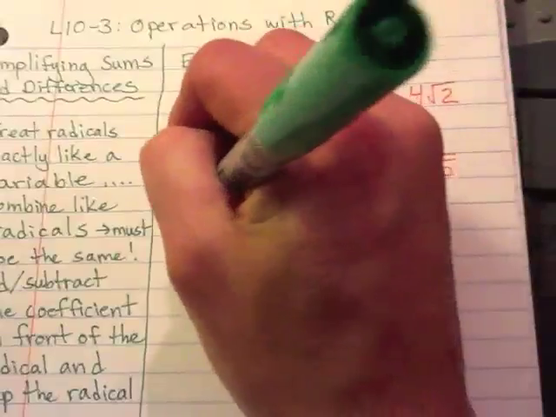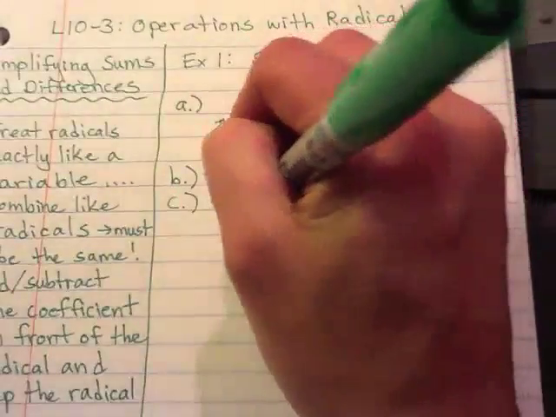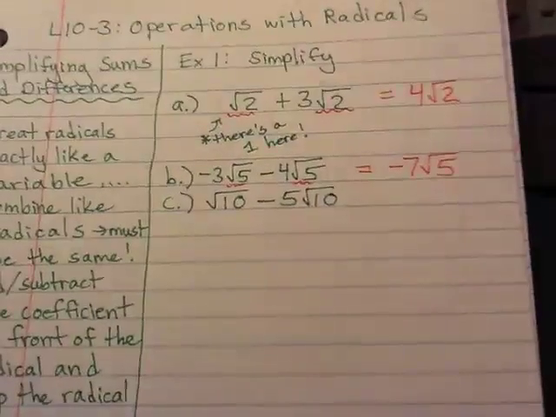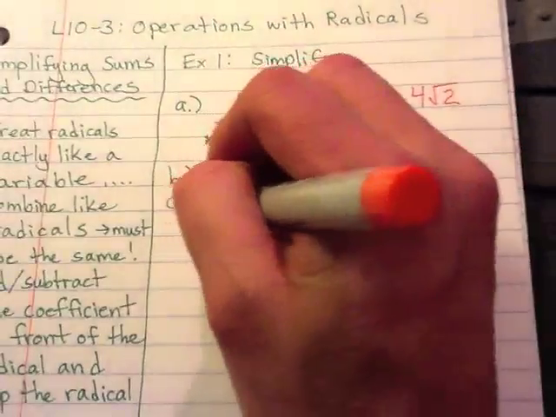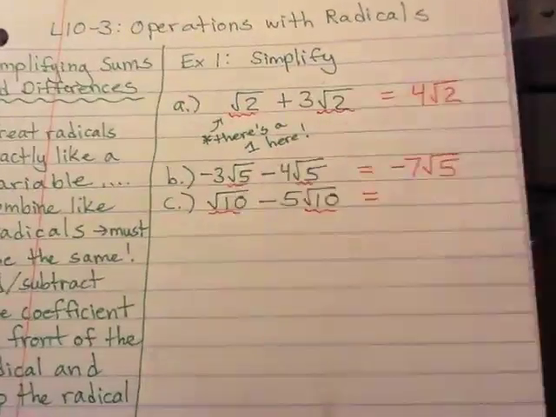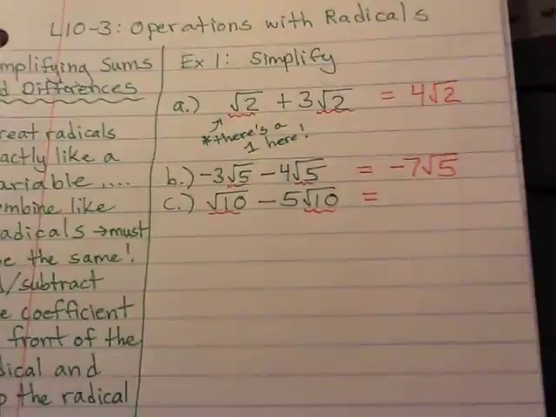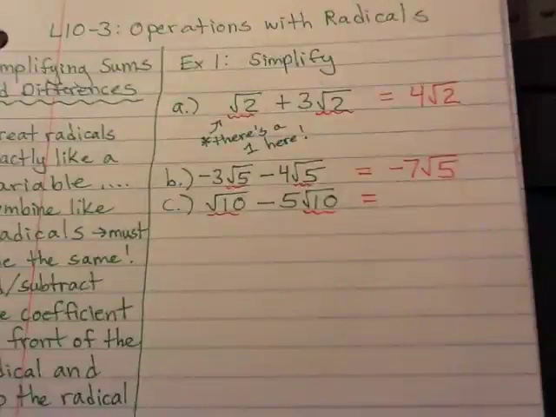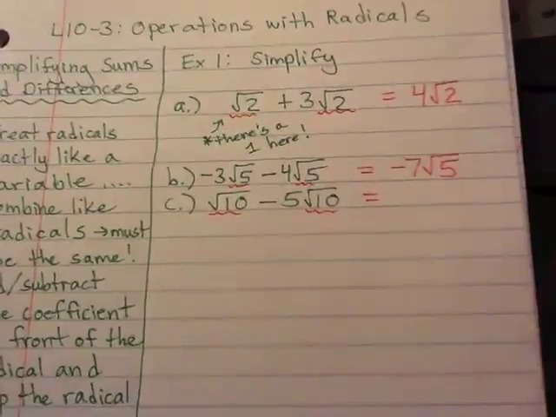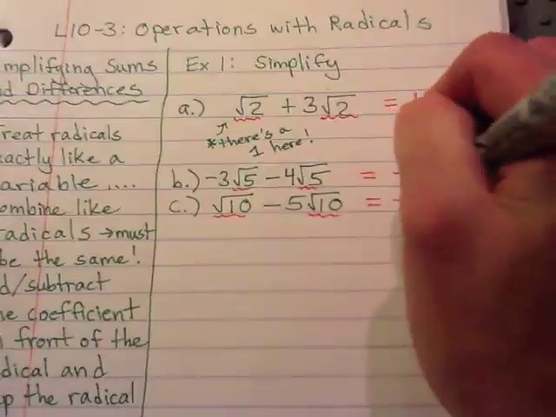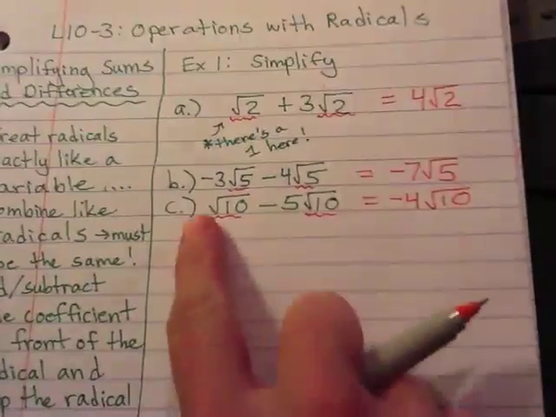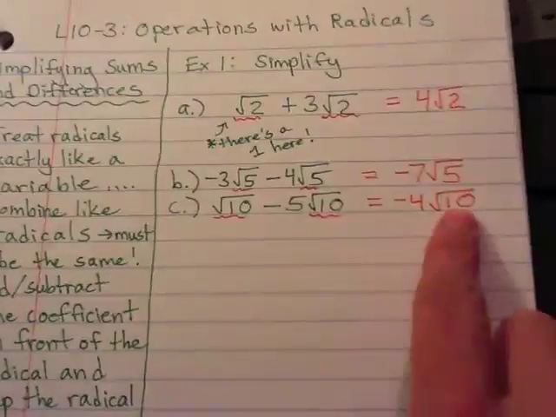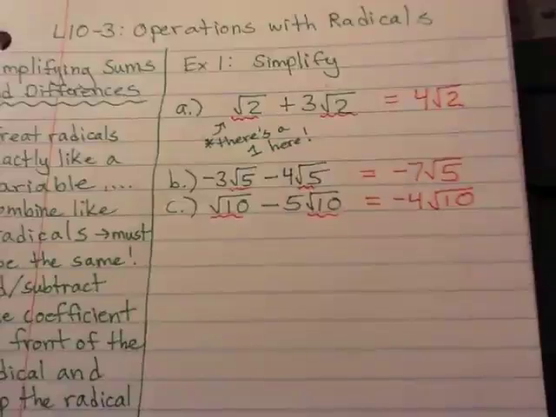C, square root of 10 minus 5 square root 10. So I look and I always make sure I see that like radical there, because there will be some that don't have it. So try it, see what you get right now. And you should have had a negative 4 square root 10. 1 subtracting 5 is a negative 4, and then I bring over my square root of 10. Don't forget about that 1.